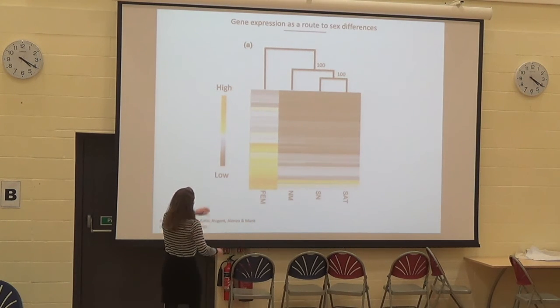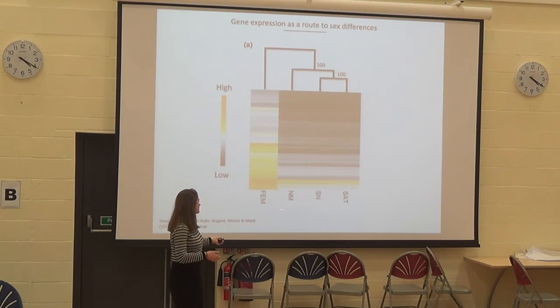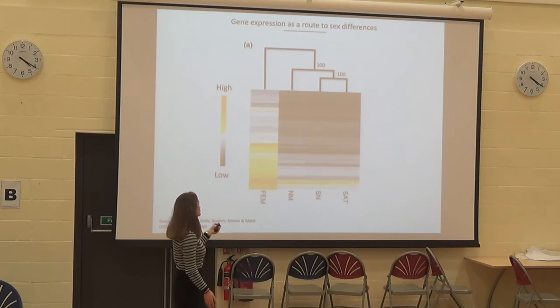So every single column is a different individual. So these are the females, these are the nesting males, sneaker males, and satellite males. And every single row is a different gene. And if the gene is really active, so it's expressed really highly, producing lots of product, it's in yellow. But if it's really lowly expressed or turned off, it's essentially in black.